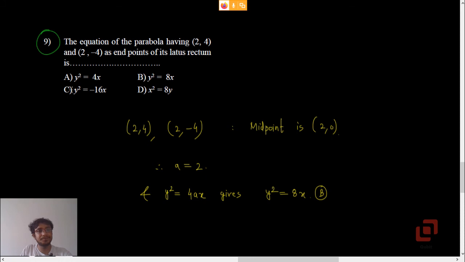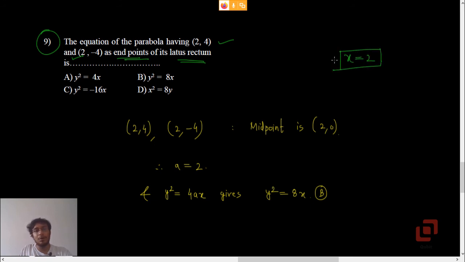Question 9. The equation of the parabola having (2, 4) and (2, minus 4) as endpoints of its latus rectum is. So you now see that we have a parabola whose endpoints of the latus rectum are (2, 4) and (2, minus 4). You now observe that these 2 points lie on the line x equal to 2.